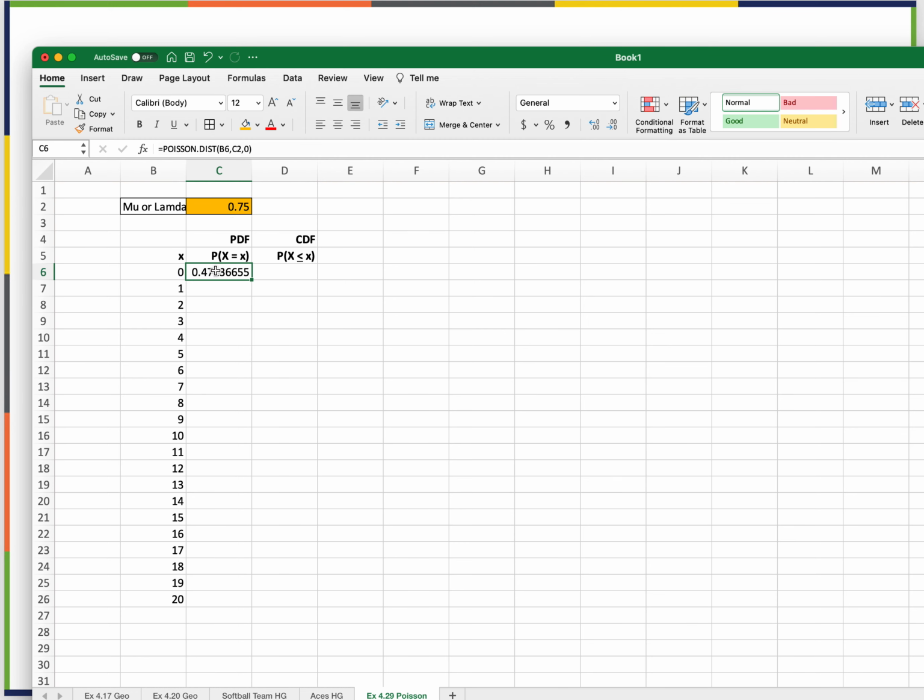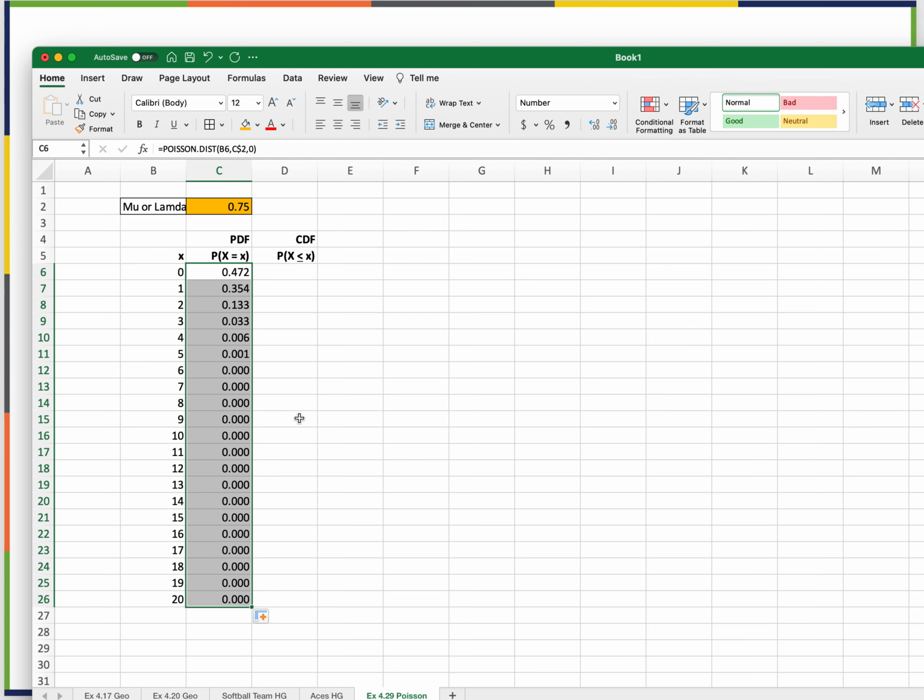And there's a 47% chance that she's going to get 0 calls. And let's make it 3 decimal places. And let me put the dollar sign between the C and the 2, because when I cycle this down, I want the X to cycle, but I want the mu or lambda to remain the same. There we go. So it goes to 0 very quickly.